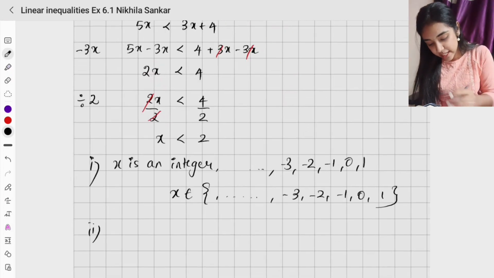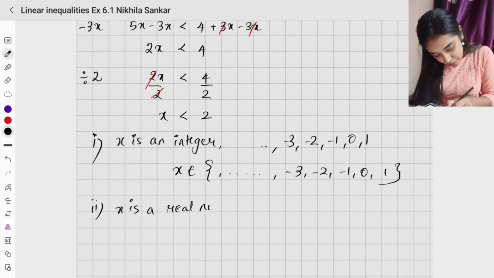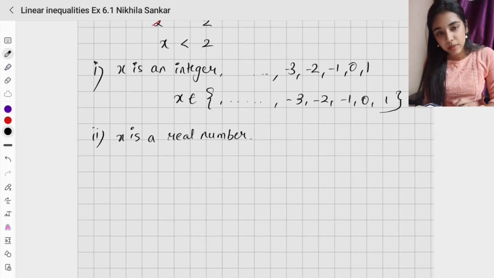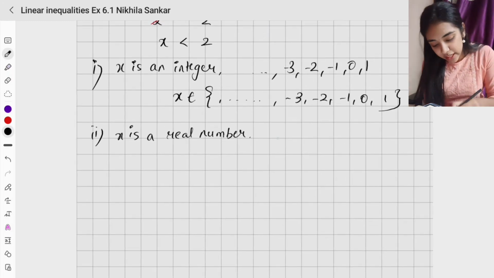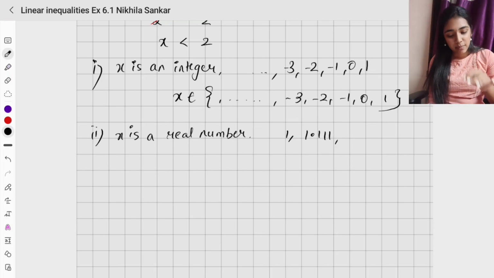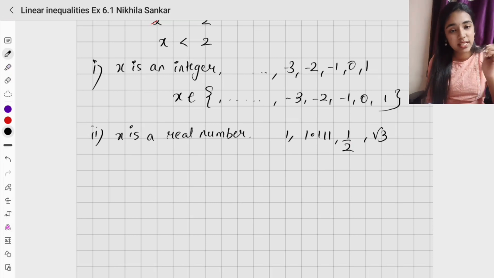Now what is the second subsection? The second subsection is x is a real number. What does real number mean? x is a real number. Real numbers include natural numbers, whole numbers, integers, rational numbers, everything is included. A real number can be 1, 1.111. Real numbers include everything that we know in numbers, including decimals. So the rational number 1 by 2 is also a real number. Root 3 is also a real number. Though it is an irrational number, it is also a real number.